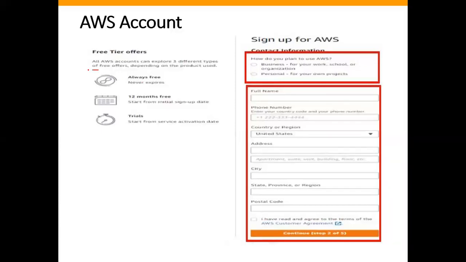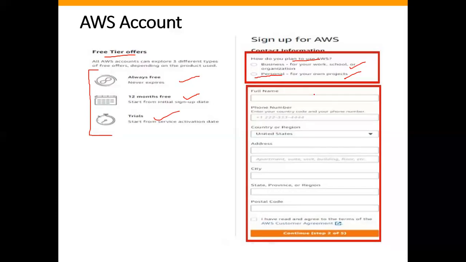Before that, if you see on the left hand side, here we are getting those free tier offers which we discussed in our previous session. Always free, 12 months free trial. You will see the same thing here also. And here it is asking us to select a plan, business or personal. For your practice purpose, you always need to select the personal plan.